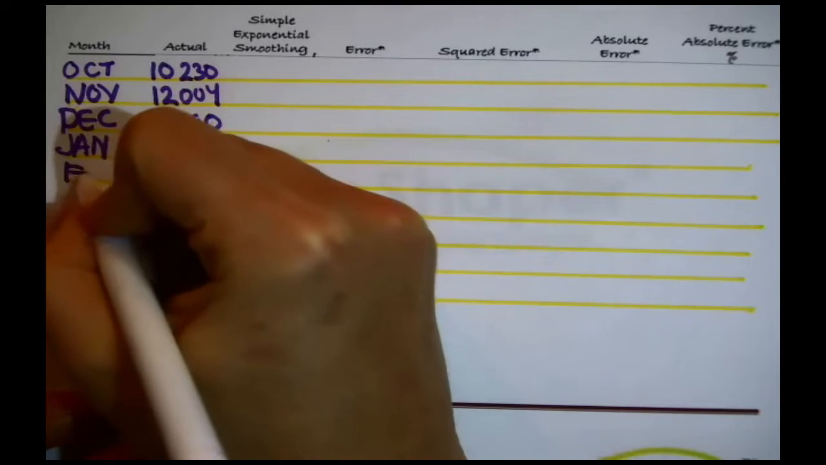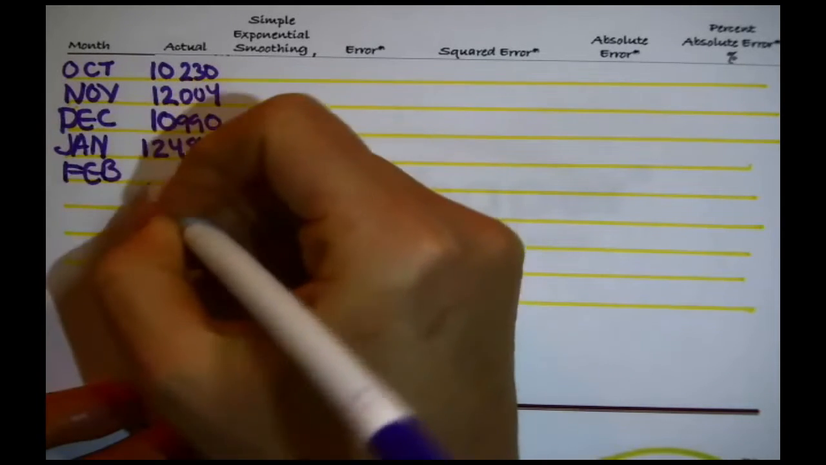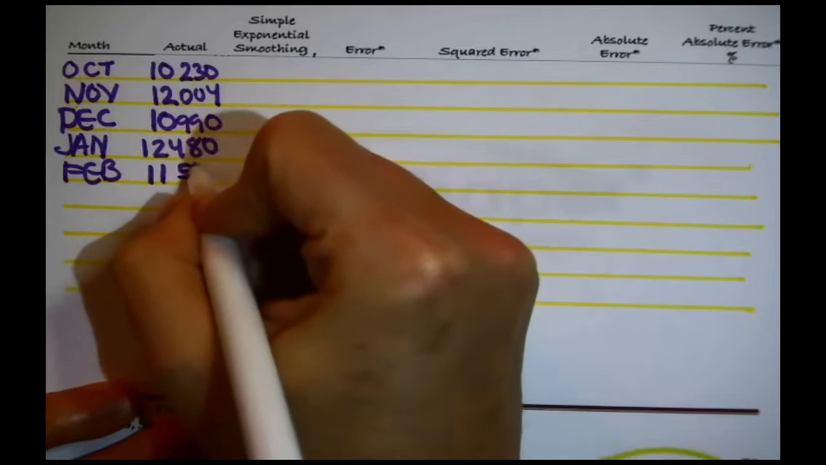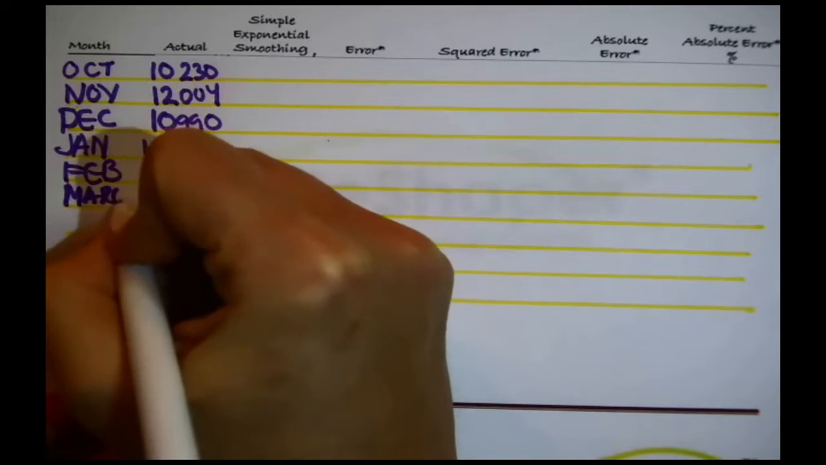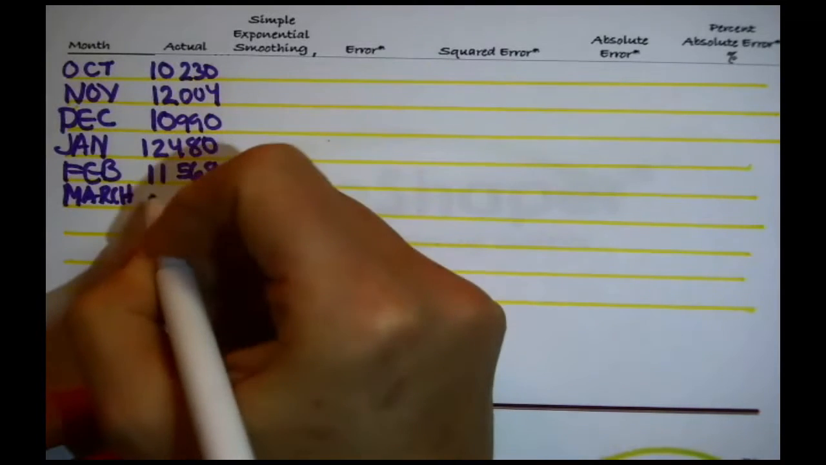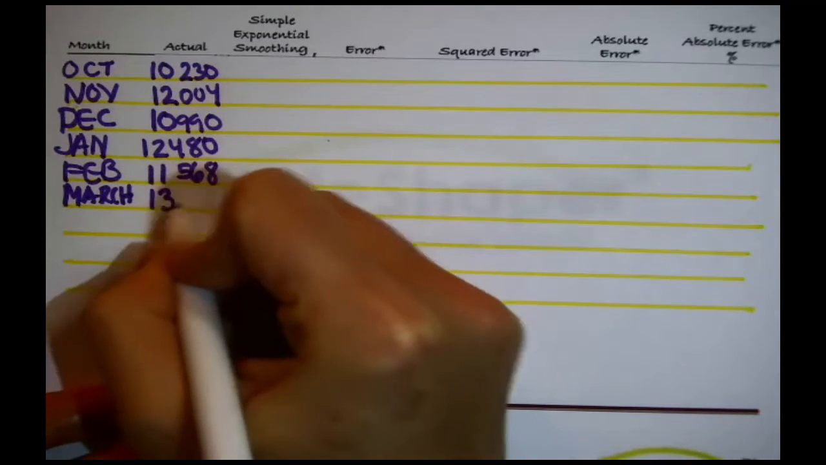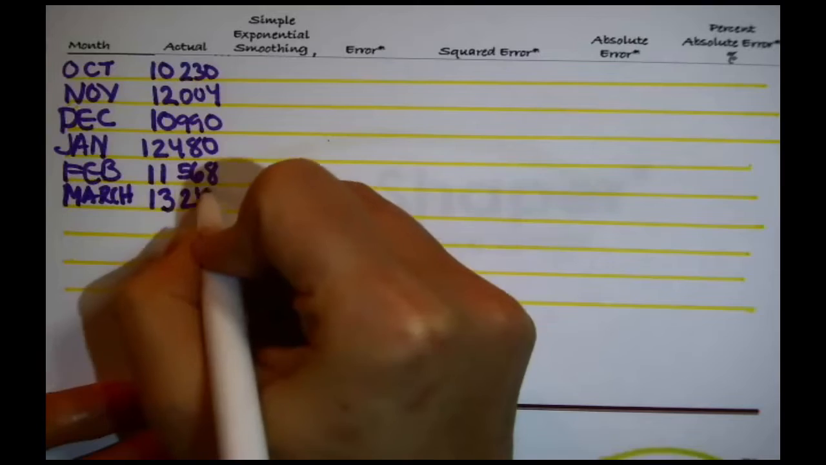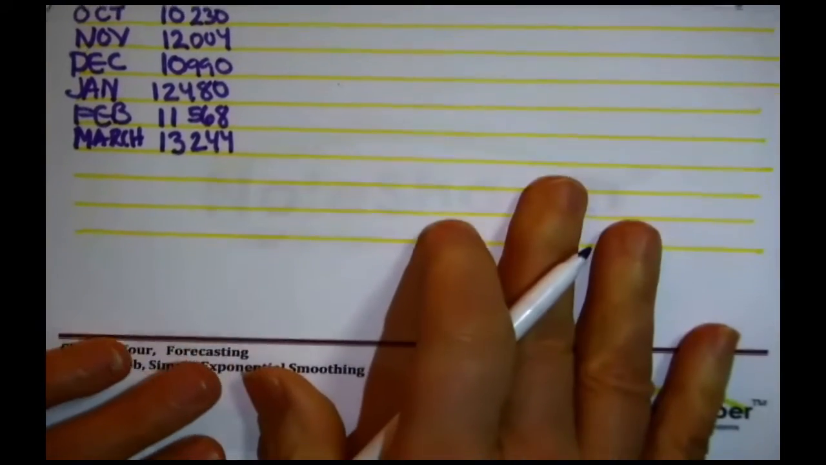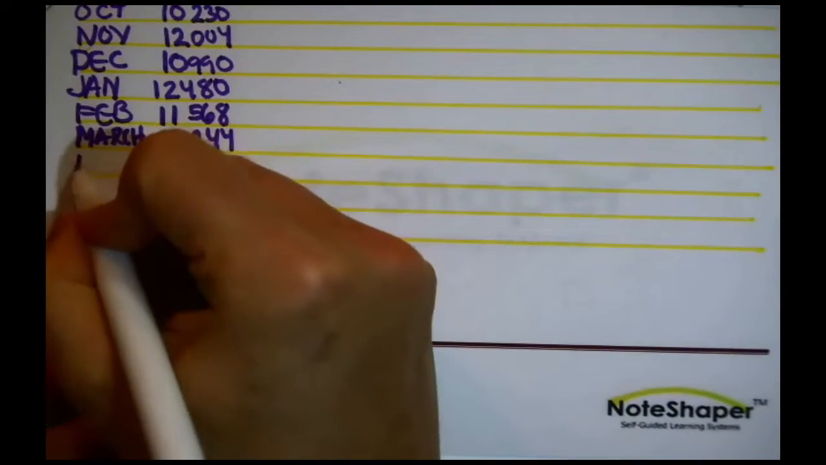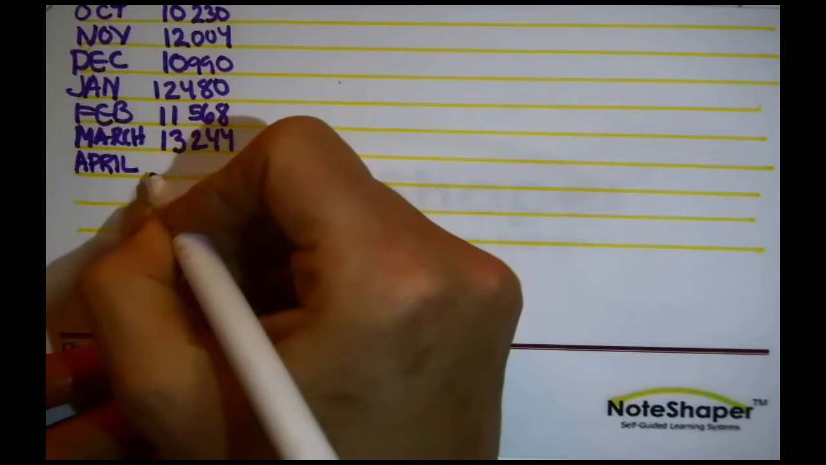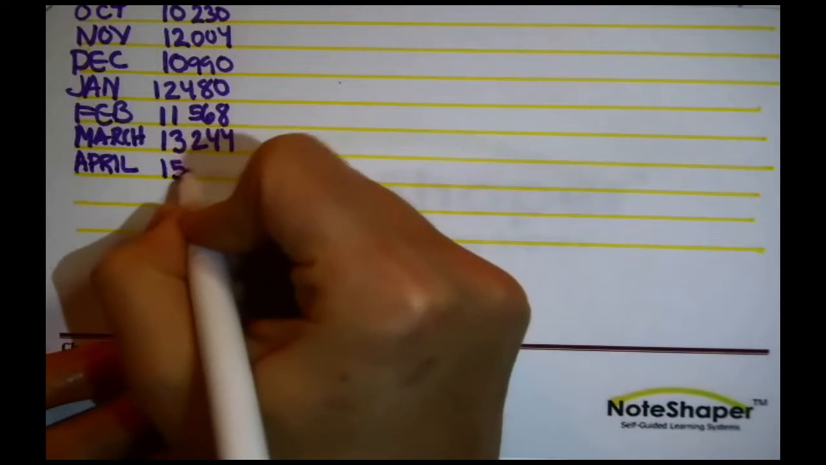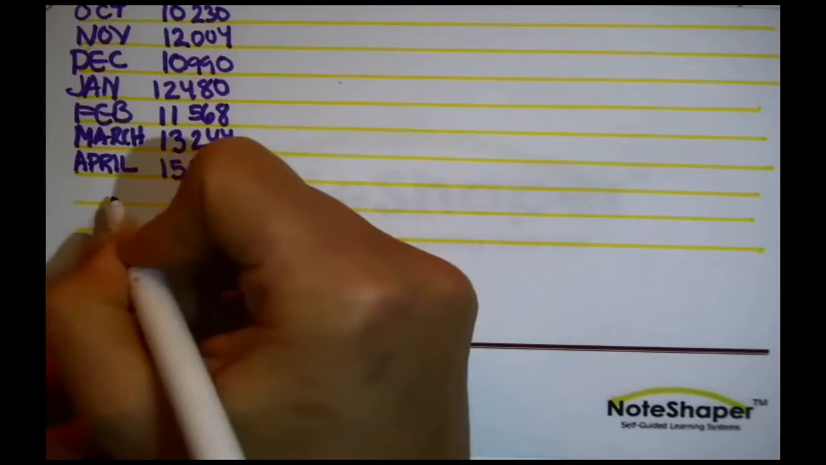Then comes February. The actual was 11,568. Then comes March. Squeeze the whole month in there. The actual was 13,244. So things are picking up for medical transportation in March. Then April, maybe I can squeeze the whole month in. The actual for April, 15,560. So picking up some more.